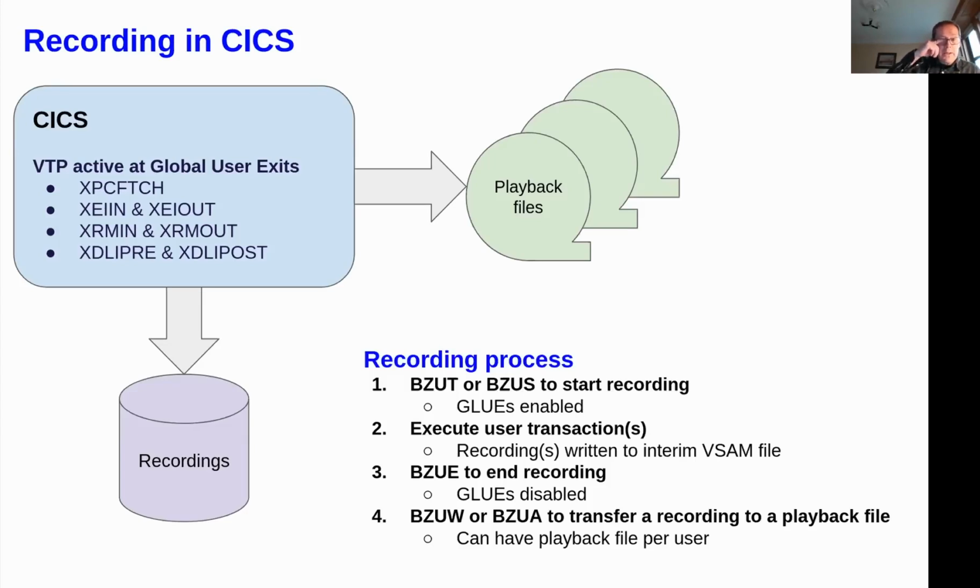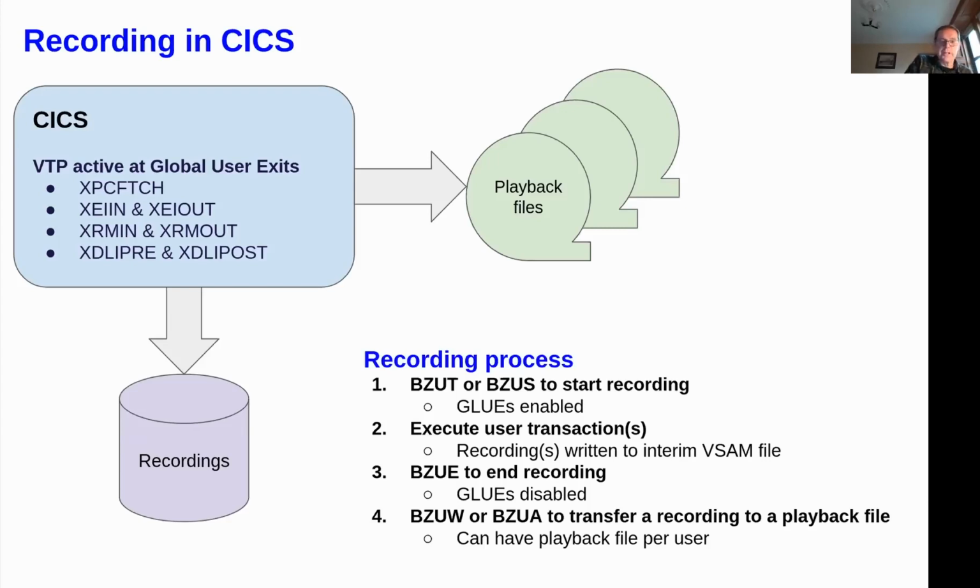The global user exit points are not enabled until the recording starts. So be assured that VTP is not running unless there is actually a recording in process, and the GLUEs will be disabled when the recording ends. Now, that's all very well. So that's how it works in a single CICS region.